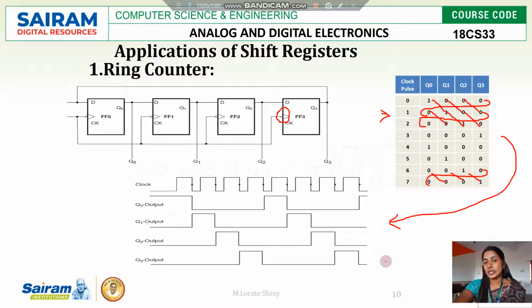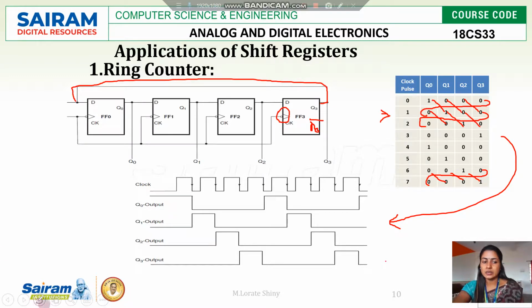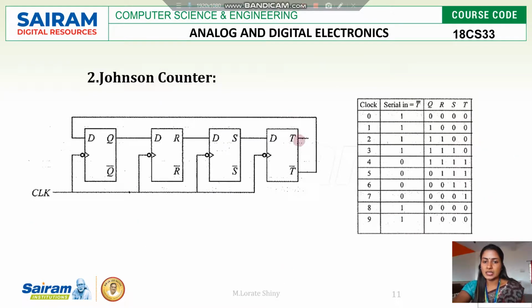So Johnson counter is also called twisted ring counter. In a ring counter what we are doing? We are taking Q3 to the first flip-flop. This is the ring counter. If it is a twisted ring counter, instead of taking Q3, what we will take? We will take Q3 bar. Correct? Q3 bar. So if you are taking Q3 bar, then that is a Johnson ring counter. In a Johnson ring counter, the complement of the last flip-flop output is connected with the first flip-flop. Okay, this is the Johnson ring counter.